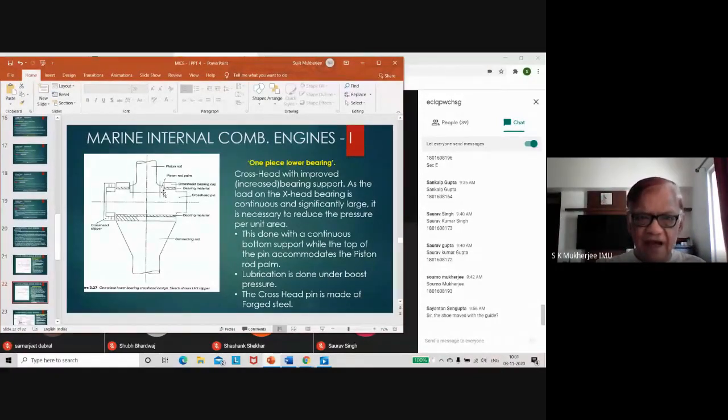On top of the pin, a portion is machined flat. A flat portion is machined out so that the piston rod palm can be bolted onto the crosshead pin. So now you have a crosshead pin which has a large surface area on the underside, and of course, on top, it just has to hold the crosshead in position with the bearing. So this bearing is much less stressed. The chances of this bearing metal at the bottom breaking or getting damaged are very much reduced as compared to the previous diagram. Let's read what he says.